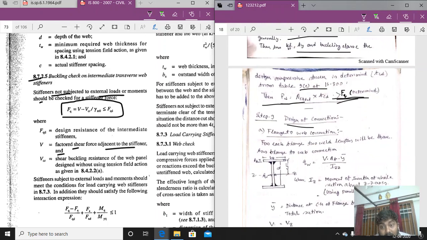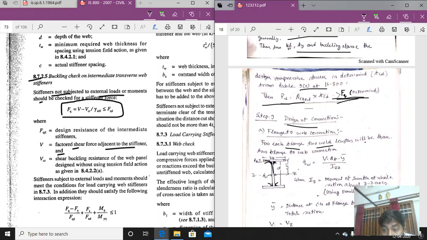Now the design of the connection. Two connections will be there: the stiffener connection, as the transverse stiffeners are not load bearing, as well as the connection for the web to flange. So first, the connection of the flange to web, that means the flange plate and the web plate, the connection for the main girder. For each flange to web, two weld lengths will be there. So this is one flange, two weld lengths are there and two weld lengths are there. So for each plate, two weld lengths are there.